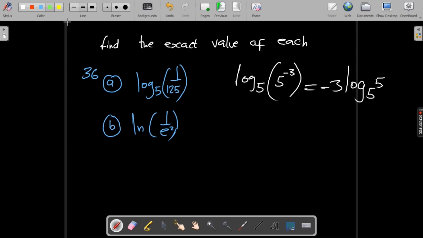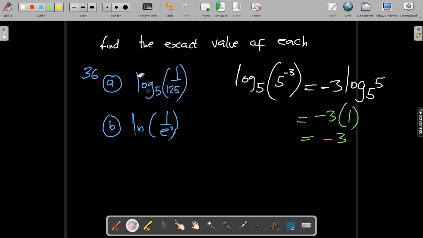Now, another rule of logarithms says if this and that are the same, then you basically just have 1. So your answer is minus 3. So that's one way that we could have done that one.